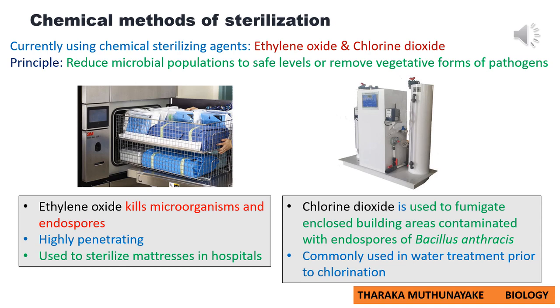We will consider these two gases separately. If you consider ethylene oxide, it kills microorganisms and endospores, and also it's a highly penetrating gas. So it is used to sterilize mattresses in hospitals. You can observe in this diagram a separate instrument which can be used in this chemical method of sterilization. Then about chlorine dioxide, which is used to fumigate enclosed building areas contaminated with endospores of Bacillus anthracis. It is also commonly used in water treatment prior to chlorination.